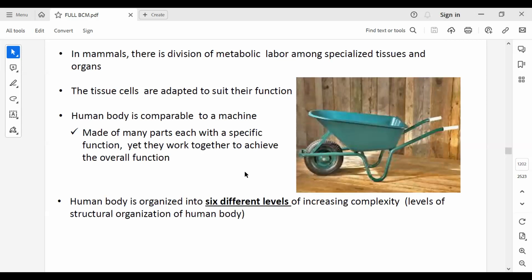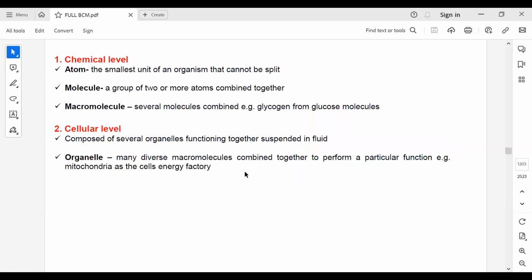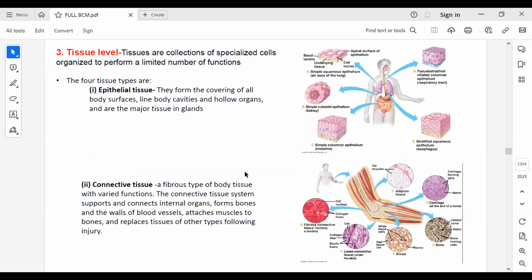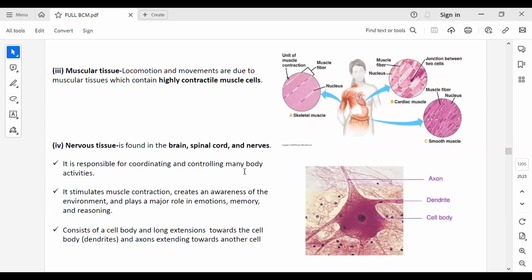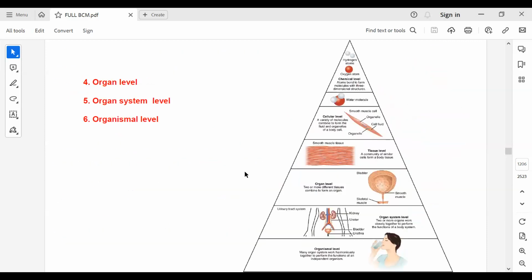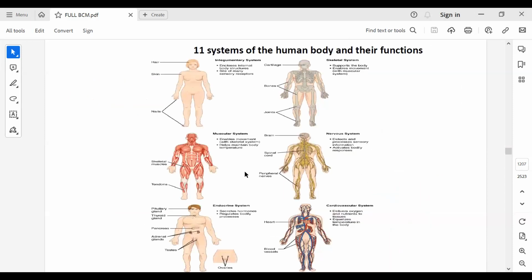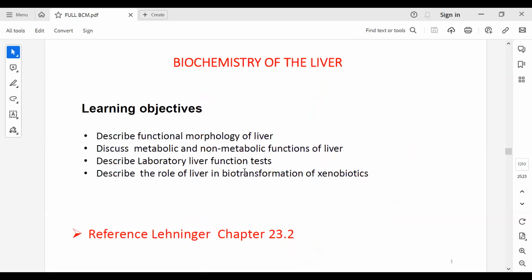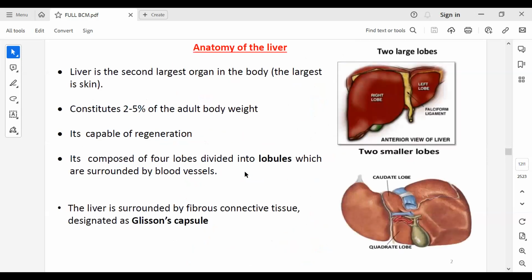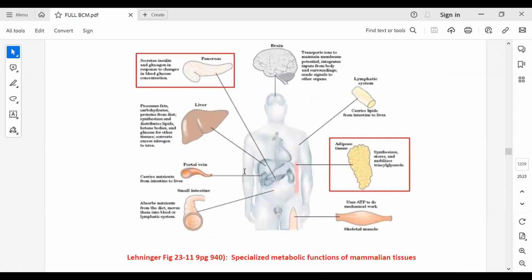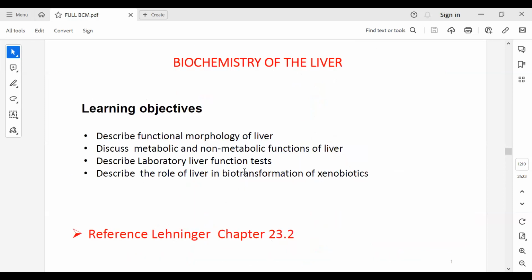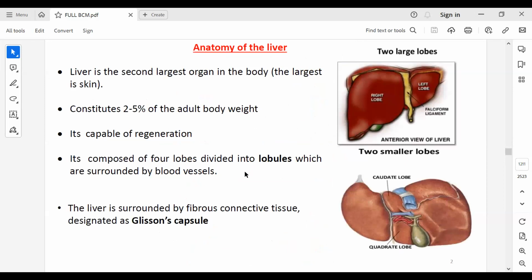So you already know these basics about how our body is structured at the chemical level, at the cellular level, organelle, then tissue. And then you have the organs, and you have the organ system, and then finally the organism, us. And we already know all the types of tissue. So let's start with the biochemistry of the liver.